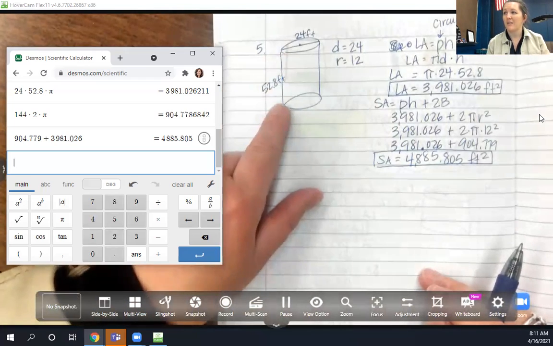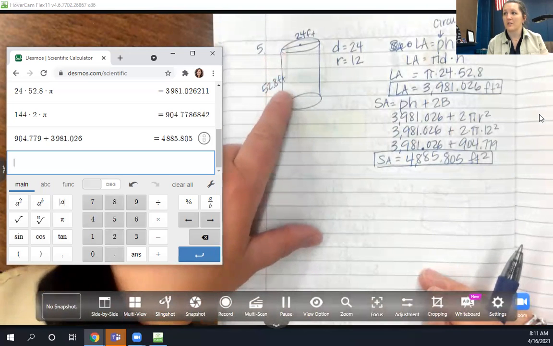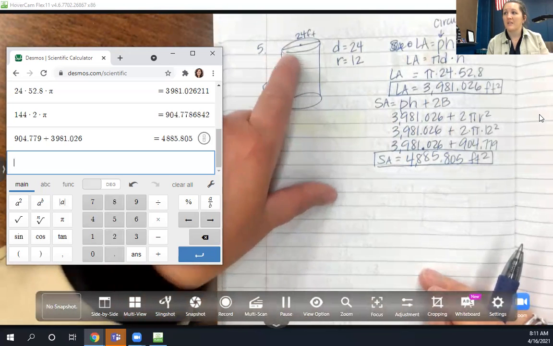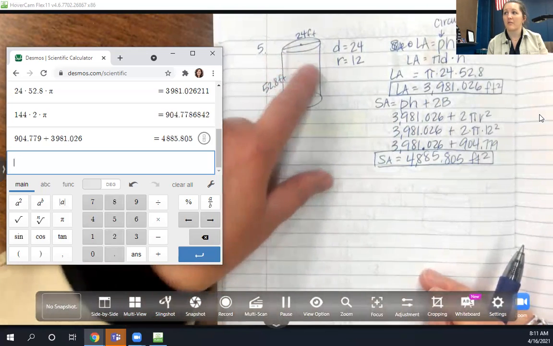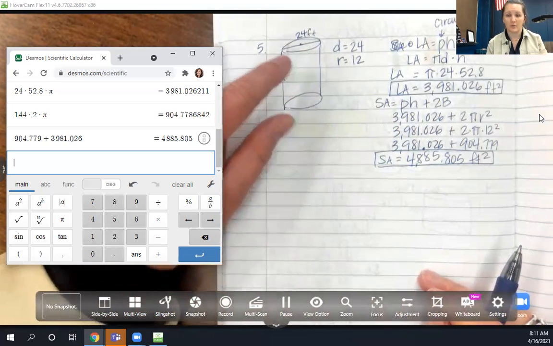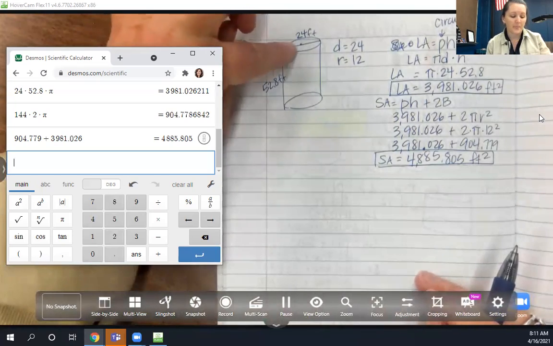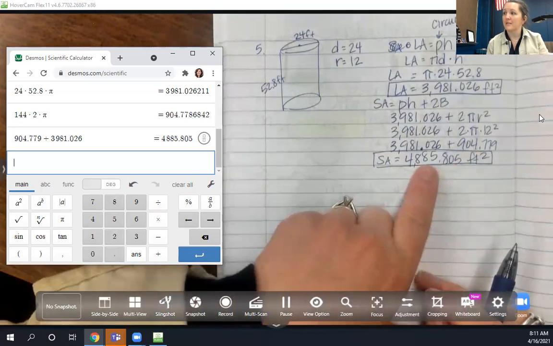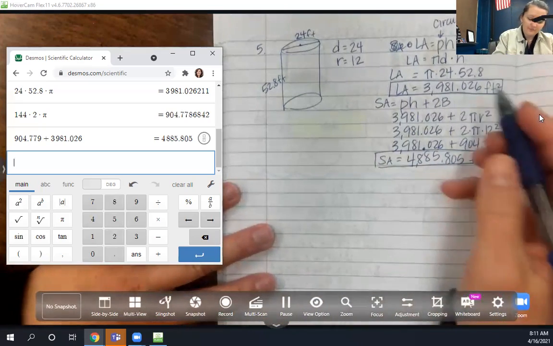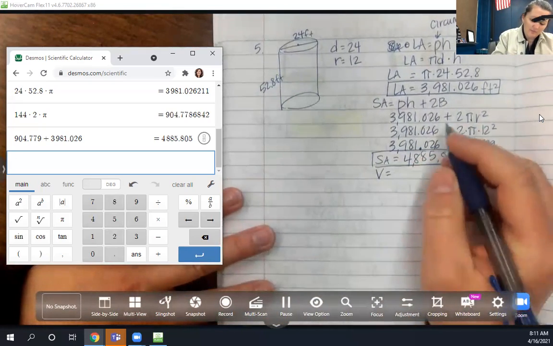Well, yeah, look at how long this is, this 52.8. If this is 52.8, that's a pretty big number. So there's a lot of area to cover when you're going around the circle or the cylinder. The bases are a little bit smaller, so we're going to add a little bit less to our lateral area there. All right, last one, let's find volume.